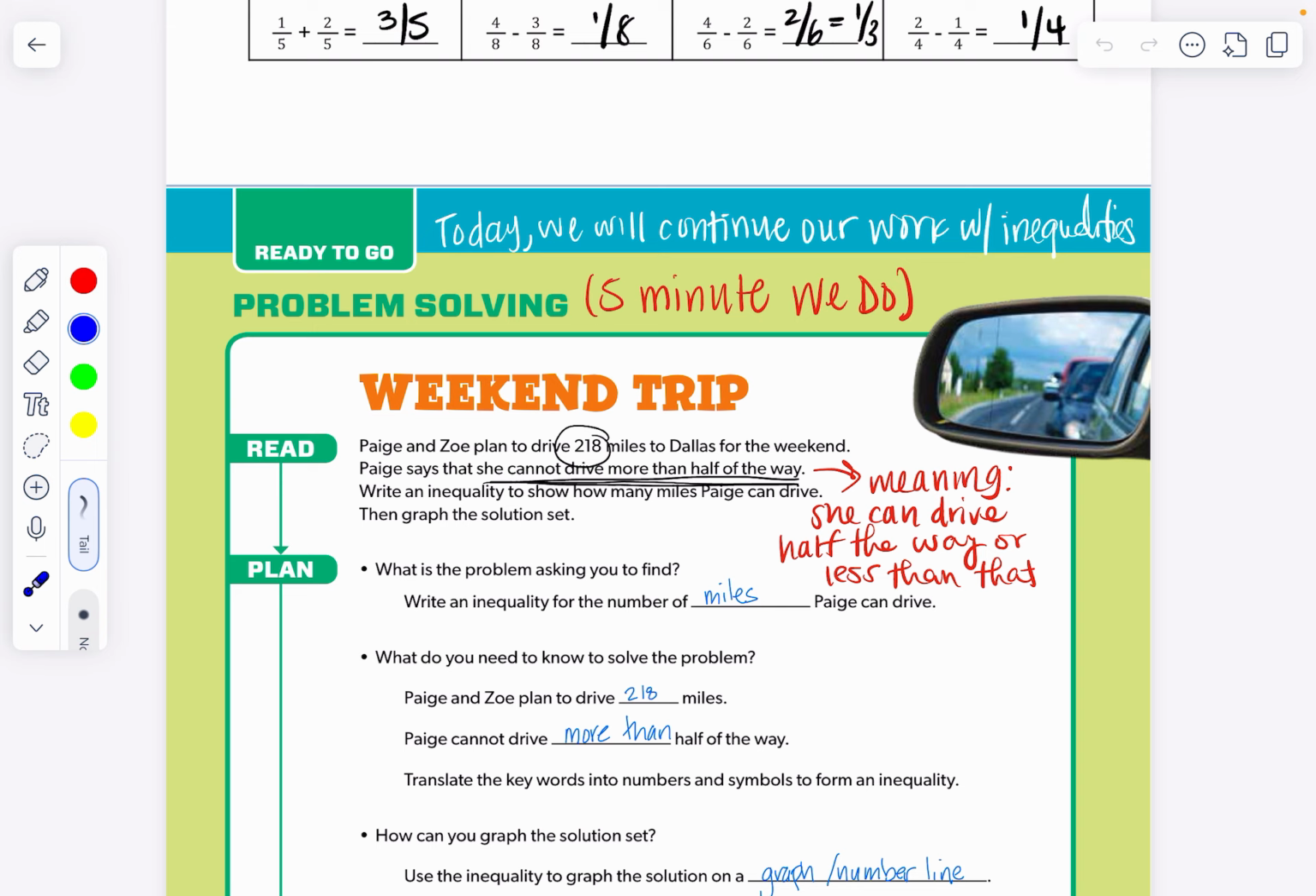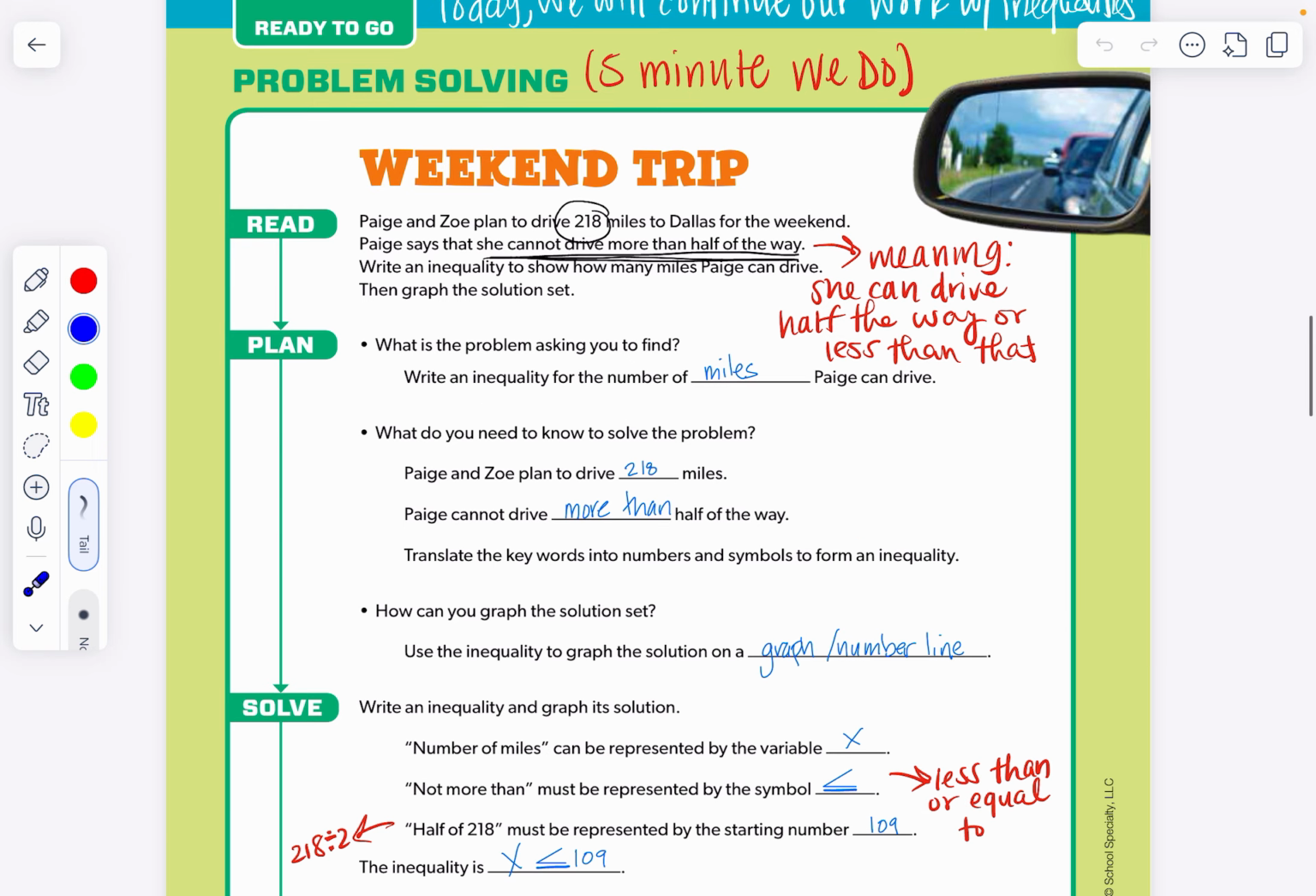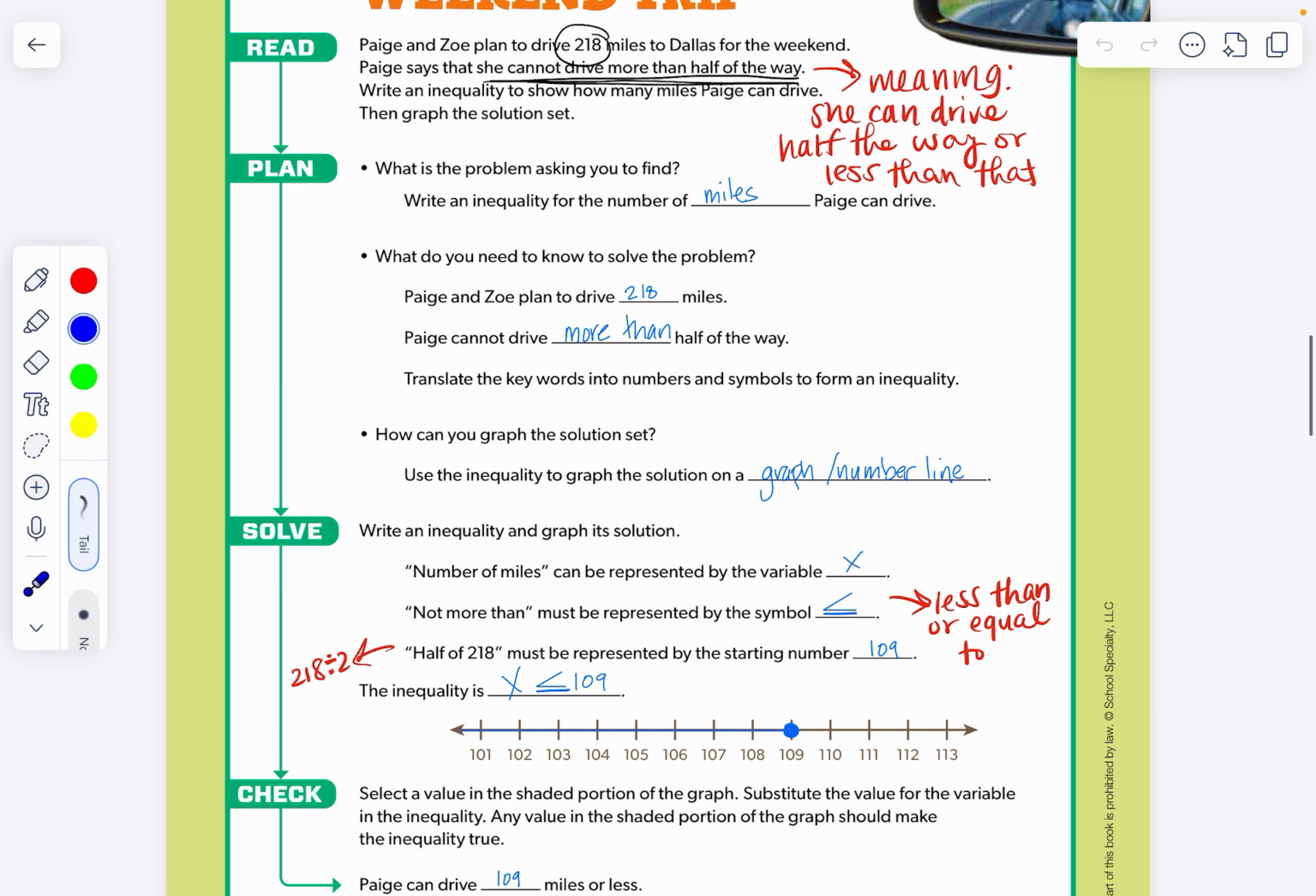So, one thing that you might want to do is launch students into a turn and talk. What is going on in this problem? And what does Paige mean when she says that she cannot drive more than half of the way? What kind of symbols would match her not being able to drive more than half of the way? Okay, then we'll jump into the plan.